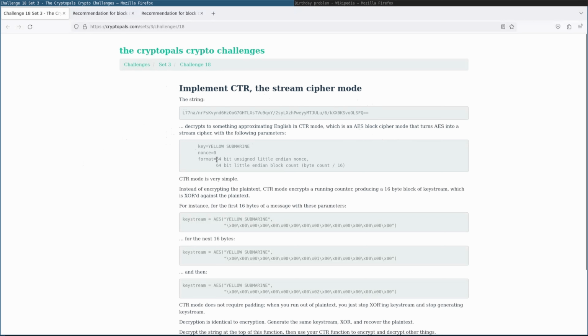This uses 64 bits to store the nonce and 64 bits to store a block count. Now we note that the block count is just the byte count divided by 16 because a block is 16 bytes long. So this is a counter that will keep track of what block of the message we are currently looking at. Counter mode is indeed very simple. Instead of encrypting the plain text, counter mode encrypts a running counter along with the nonce, producing a 16-byte block of keystream, which is then XORed against the plain text.